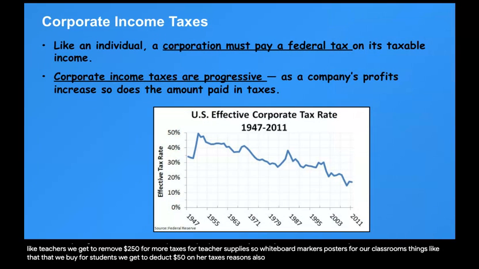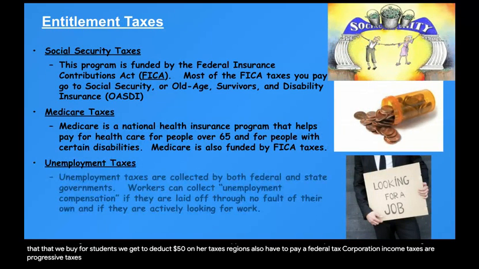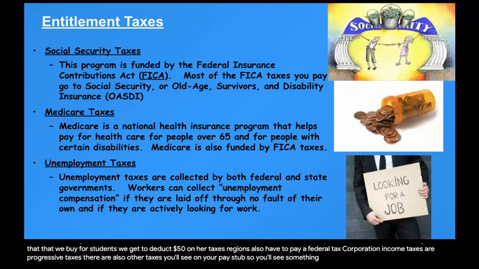Corporations also have to pay a federal tax. Corporation income taxes are progressive taxes. There are also other taxes you'll see on your pay stub. So you'll see something called FICA on your pay stub.